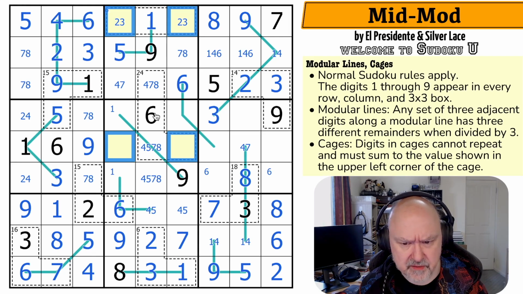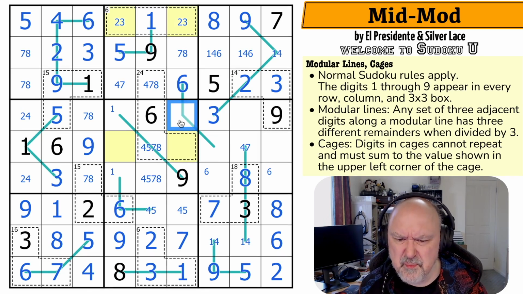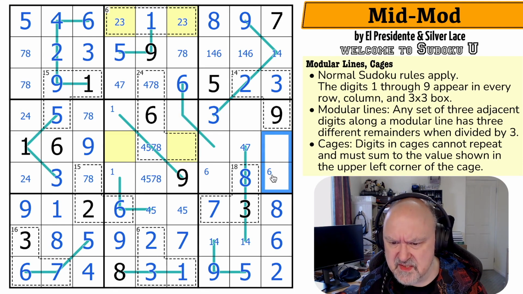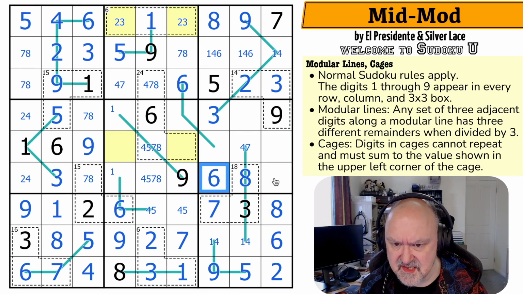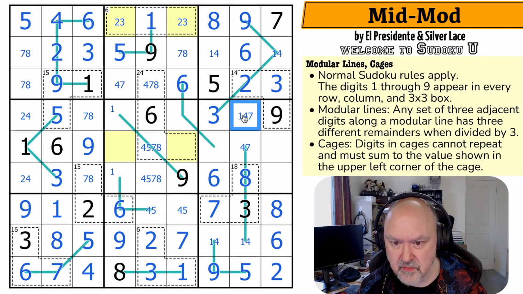I'm still not sure how to resolve it. Maybe I did need to do more modulus coloring, but I don't know. So what are these? Well, this isn't the 6. This is the 6, which looks up saying this isn't the 6. This is the 6. So I've got 3, 6, 9 and 2, 5, 8. So this is from 147.